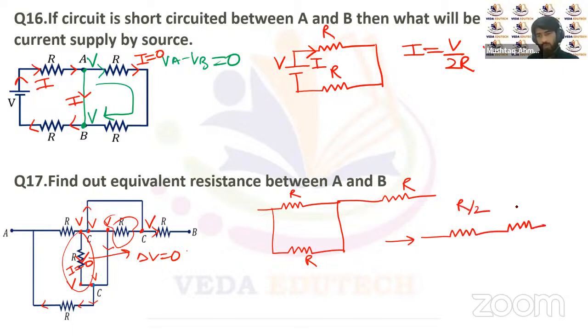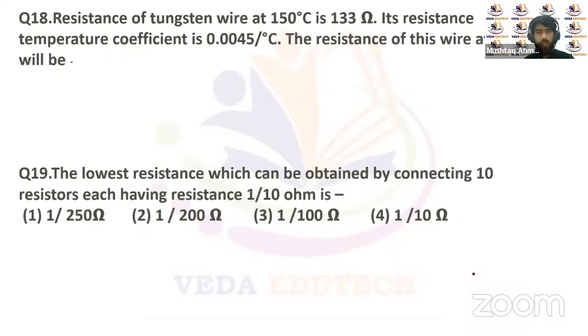R upon 2 and R is 0.8, this is point B. So the overall equivalent resistance for the circuit is 3R upon 2. So this will be the equivalent resistance of the circuit for this question number 17.